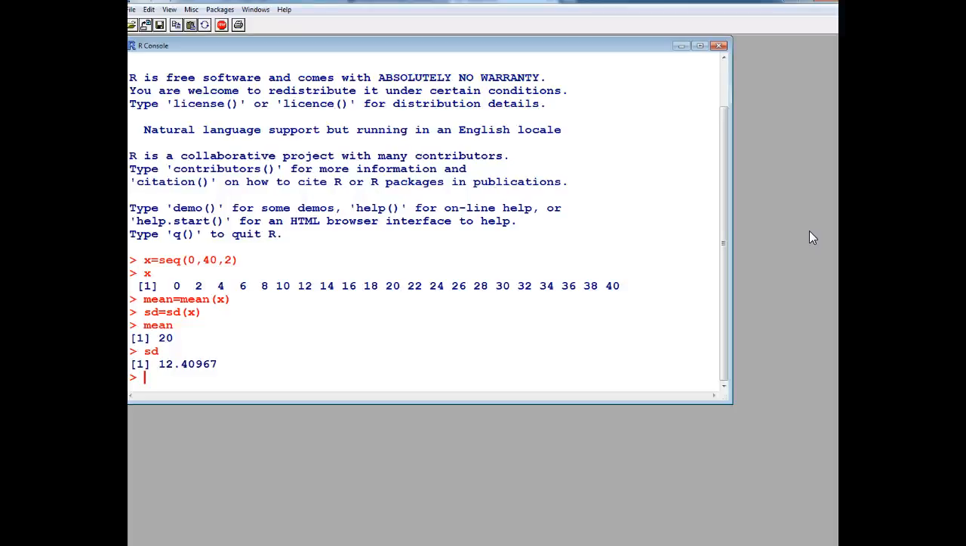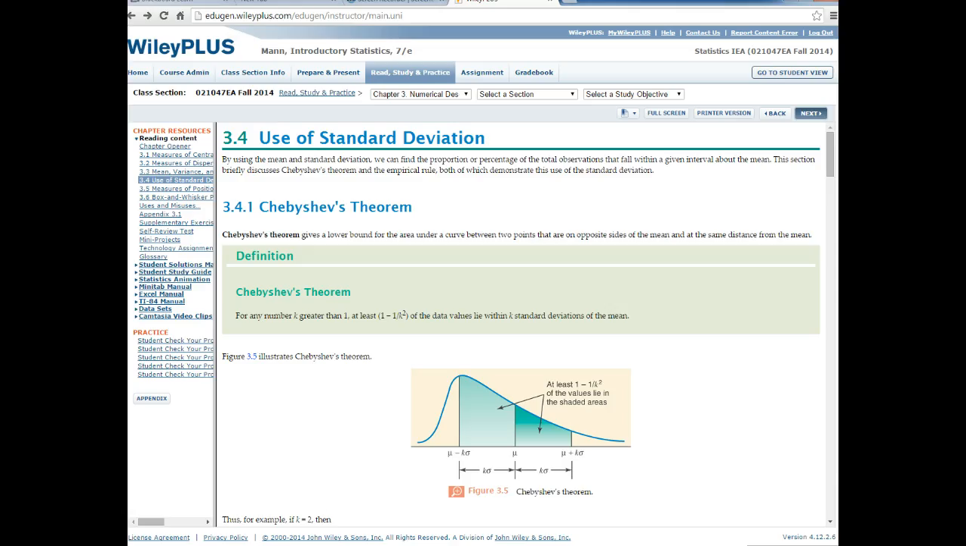Everyone understand? Now what does Chebyshev say about if we go 2 up and 2 down? He says this formula, right? What is this formula? 1 minus 1 over k squared. So k, I just did k was what? 2 standard deviations, so 1 minus 1 over 2 squared means 1/4. 1 minus 1/4 is 75%. He says at least 75% of the data will be in that range.